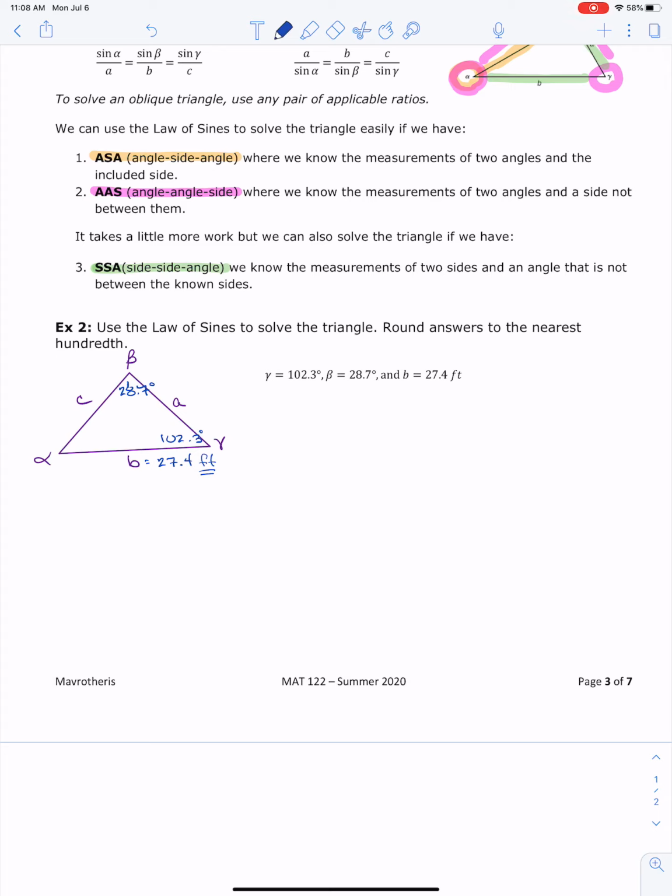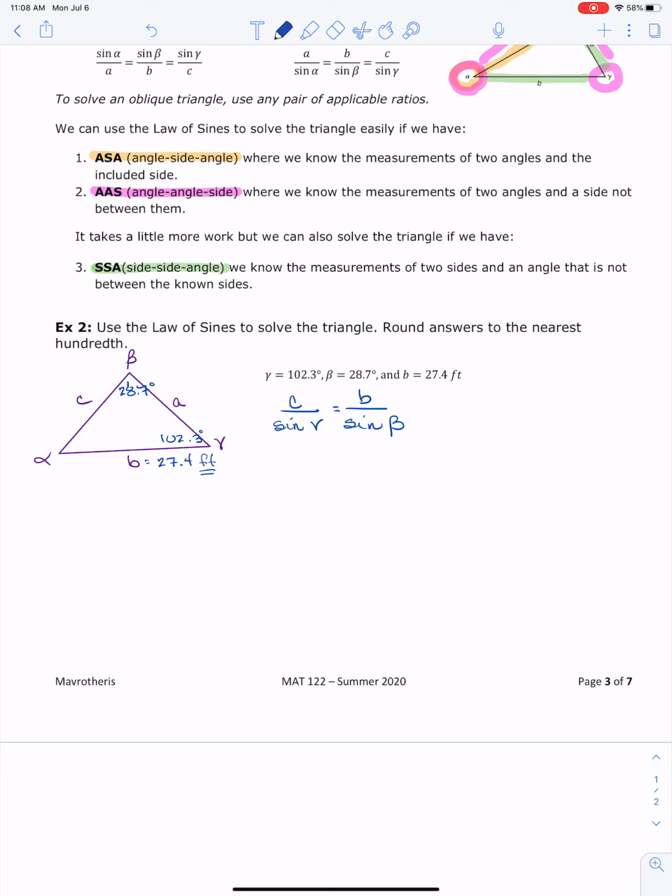Okay, so we're going to use the law of sines. I need a side and an angle across from it. Okay, so I can solve fairly quickly here for side C. And here's what I'm going to do. Because I'm looking to solve for side C, I'm going to put that in the numerator. I know that's got to be over the sine of gamma. And the other pair that I have to work with is B and sine beta.